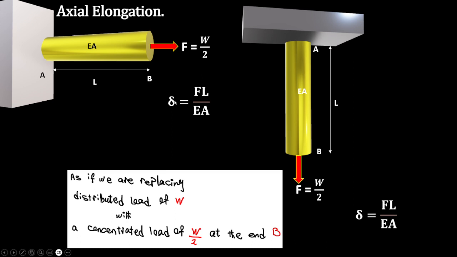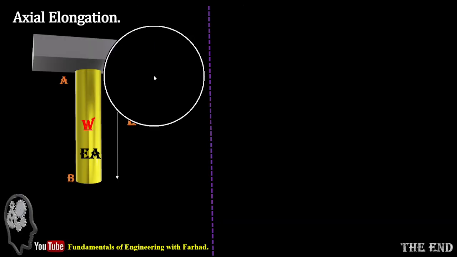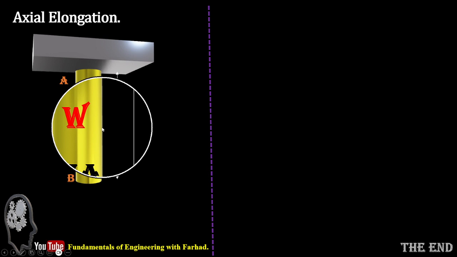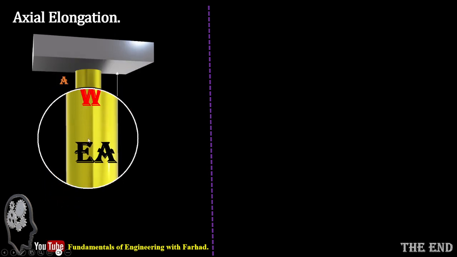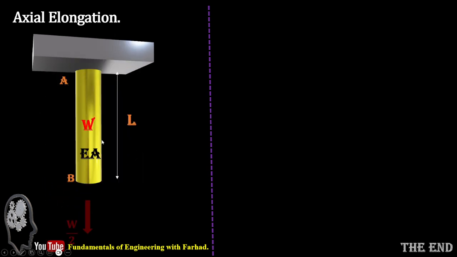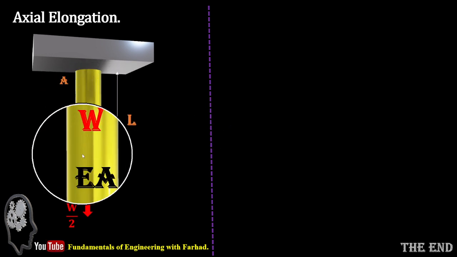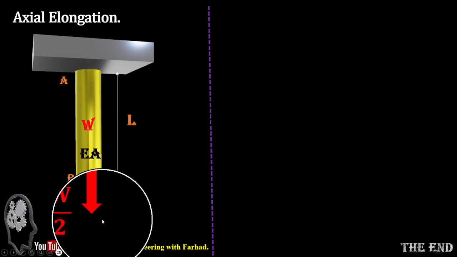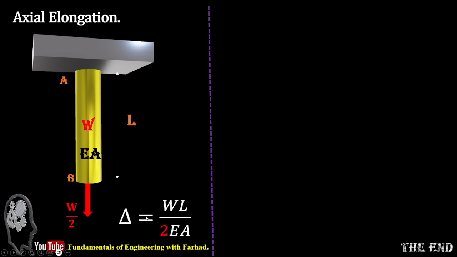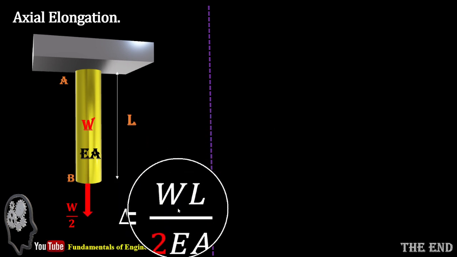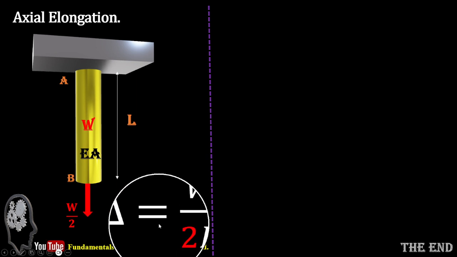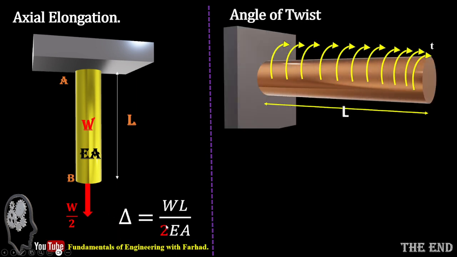The same story applies to torsion. For axial deformation, if there is an overhanging solid circular shaft under its own weight, you can remove the weight and add half of that weight at the free end, and delta is the effect of WL over 2EA. That's the axial deformation. The same story applies to the angle of twist under a continuous torsional torque on a solid circular cantilever shaft.